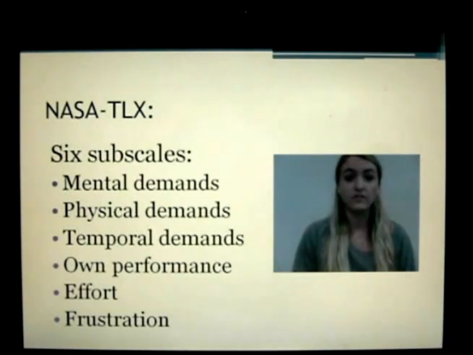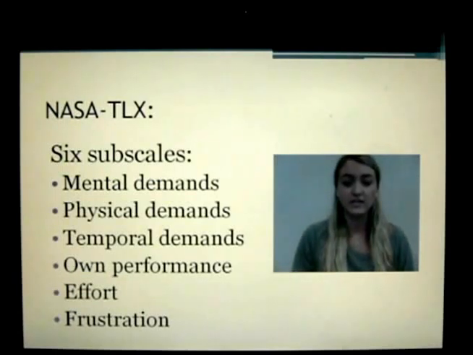to accomplish your level of performance; own performance, which is how successful you thought you were in accomplishing the goals of the task set by the experimenter; and frustration, which is how insecure, discouraged, irritated, stressed, and annoyed versus secure, gratified, content, relaxed, and complacent you felt during the task.